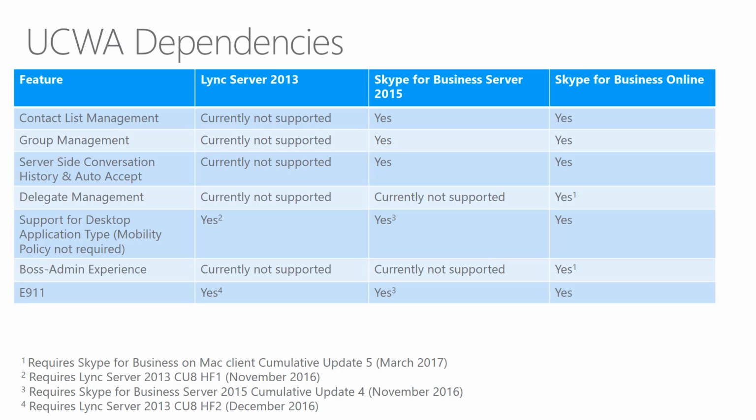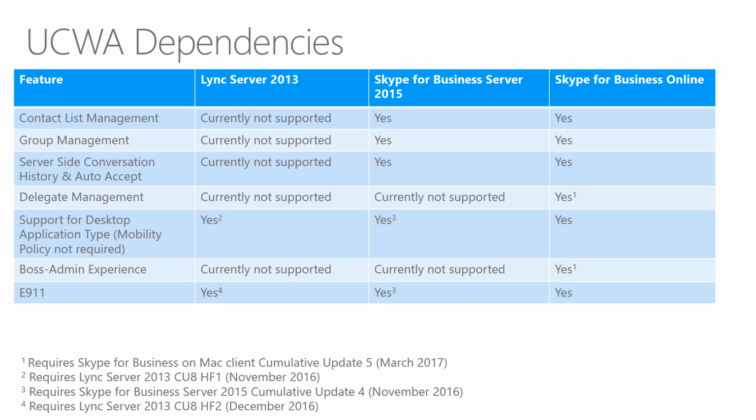Server-side conversation history and auto accept, again, is not currently supported on Lync Server 2013, but is supported on Skype for Business Server 2015 and Skype for Business Online. Delegate management and boss admin are currently not supported on Lync Server 2013 as well as Skype for Business Server 2015. They are supported on Skype for Business Online as long as you have the latest Skype for Business on Mac cumulative update 5, which was released at the end of March 2017.